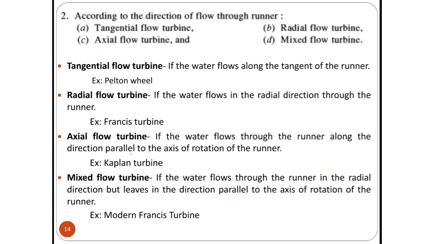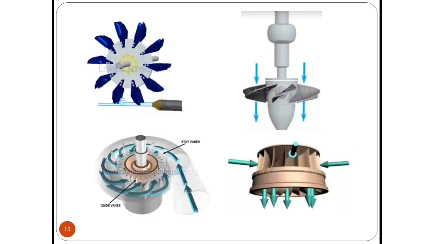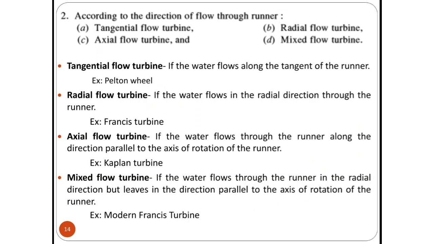Third one is axial flow turbine. If water flows through the runner along the direction parallel to the axis of rotation of the runner, then this turbine is called an axial flow turbine. The example is Kaplan turbine. So here you can see the water is striking axially. In the upward direction you can see that it is axial to these vanes. So this is called an axial flow turbine. Example is a Kaplan turbine.